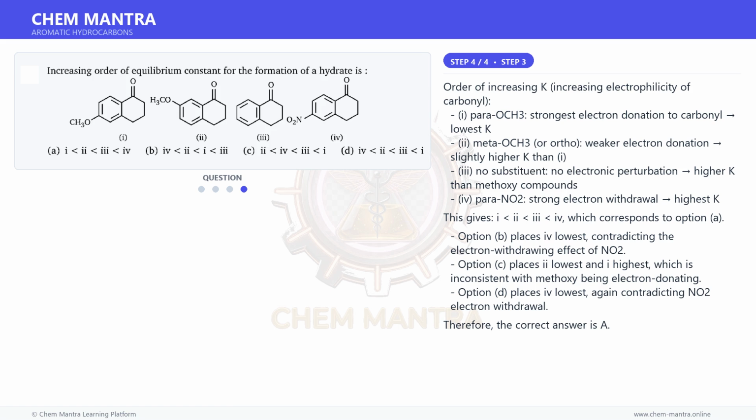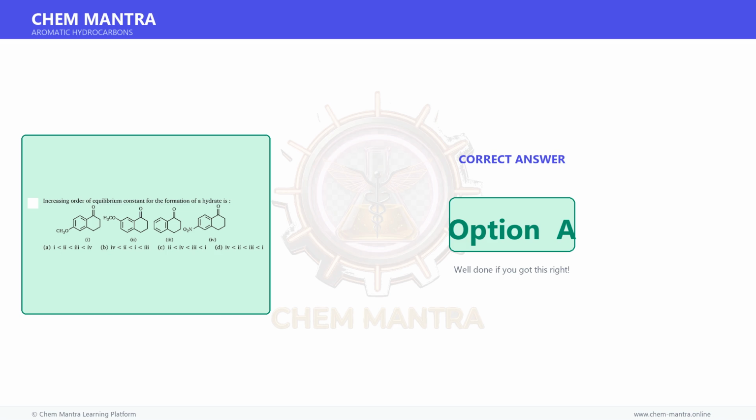Option B places 4 lowest, contradicting the electron withdrawing effect of NO2. Option C places 2 lowest and 1 highest, which is inconsistent with methoxy being electron donating. Option D places 4 lowest, again contradicting NO2 electron withdrawal. Therefore, the correct answer is option A.